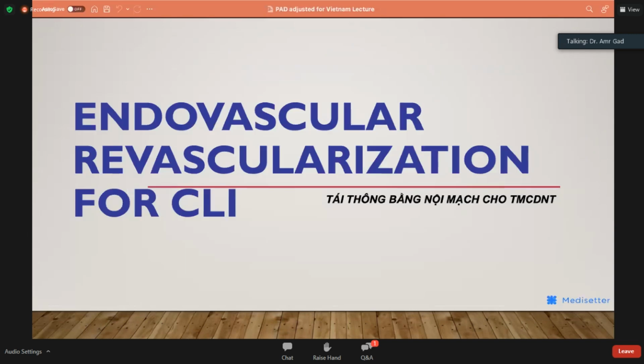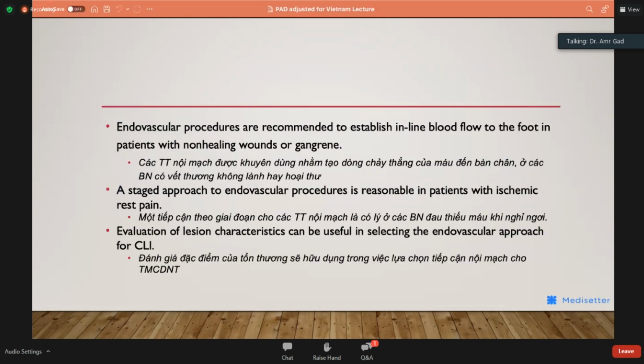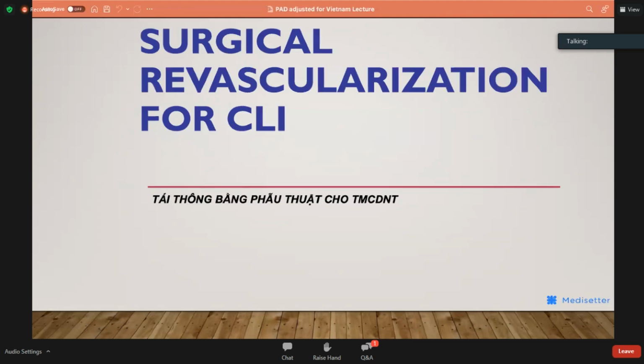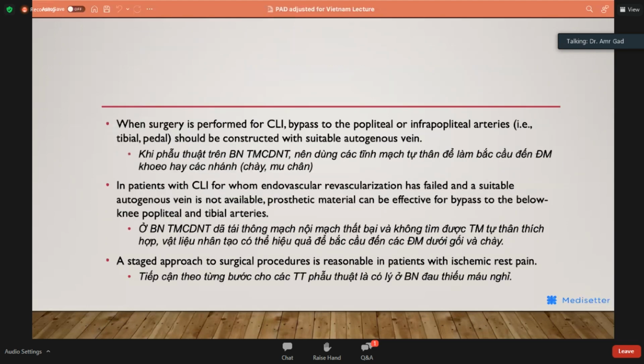Endovascular revascularization for critical limb ischemia. We will see now, as we said, we need to bring the patient with one patent vessel. Surgery, there are lots of surgeries according to the level of obstruction.